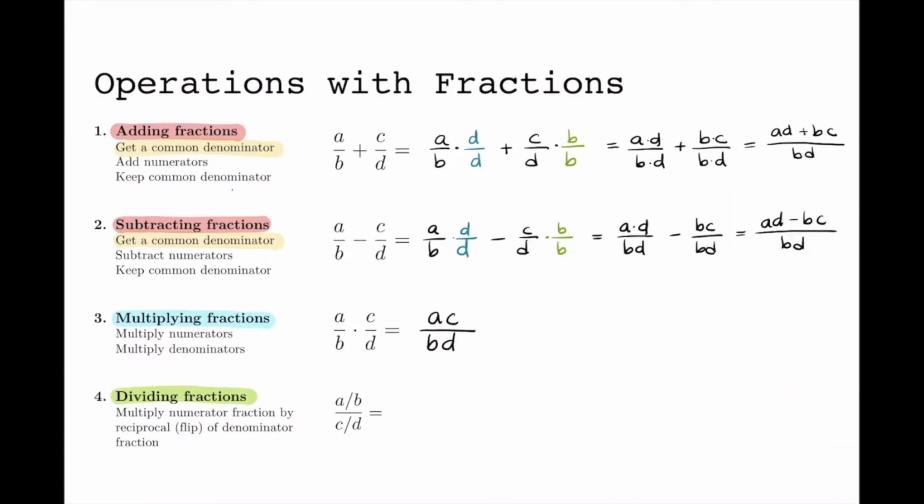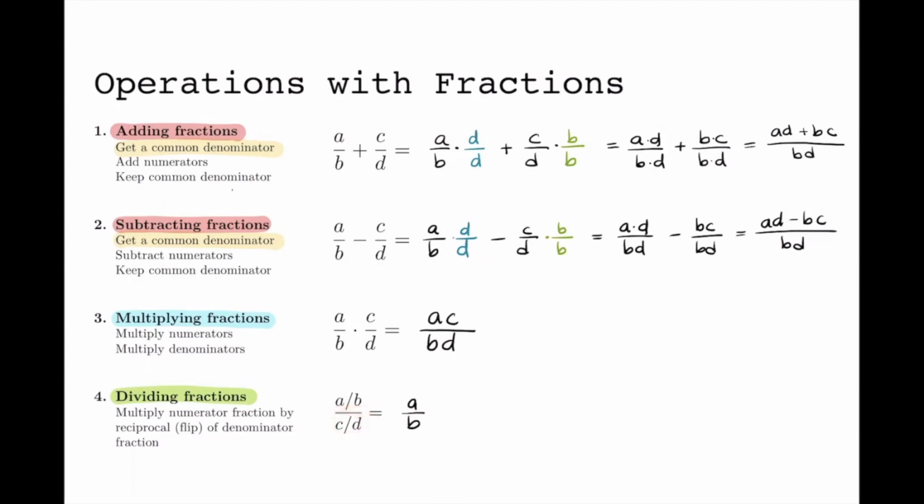Again, we don't need a common denominator, but we do need to convert this into multiplication. So we're going to multiply the numerator fraction by the reciprocal, or the flip, of the denominator fraction. So what we do is we keep the top fraction, the a over b, the same. I'm just going to write that the way that we normally see it, a over b, instead of a slash b. And then what we do is we flip the denominator. Fancy math word is reciprocal.